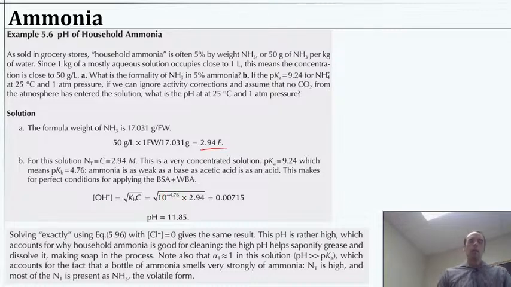Okay, so solving that, we get a pH of 11.85. All right, so I just kind of wanted to walk through that real quick. Now we have an idea of what the pH of ammonia at home is, and we can see we can do the same process we've been doing on this special case.